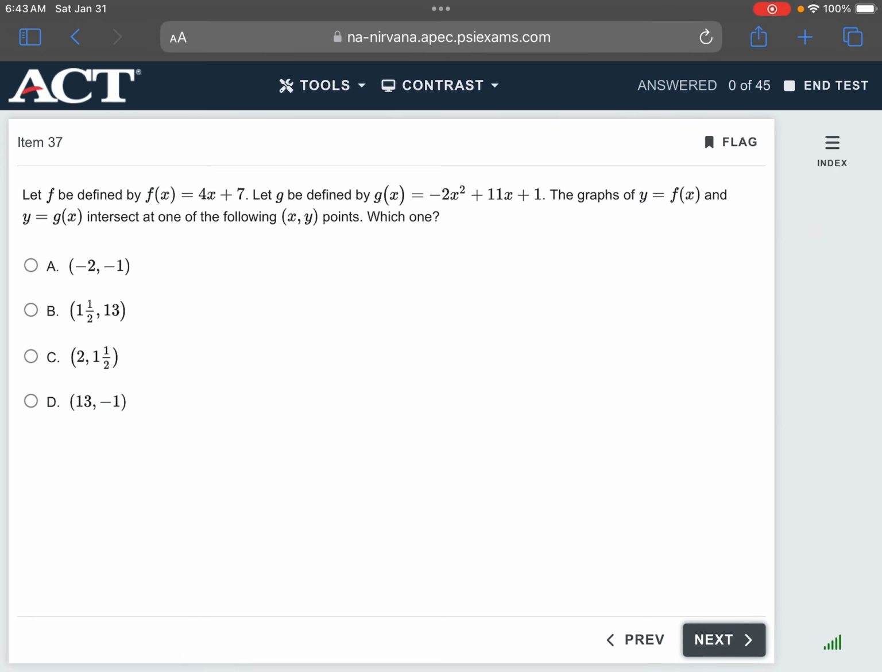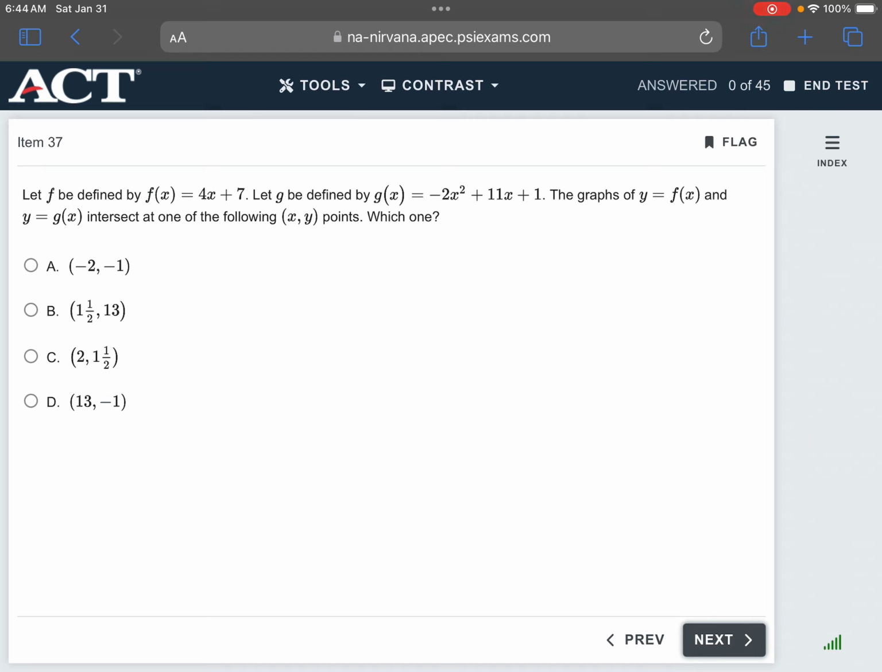So it tells us, let f be defined by f of x equals 4x plus 7. Let g be defined by g of x equals negative 2x squared plus 11x plus 1. That tells us, again, this notation, with the output y and then the function notation. y equals f of x and y equals g of x intersect at one of the following xy points. Which one? All right, so basically all this means is we have a linear graph, which is the f of x. We have a quadratic graph, which is the g of x, and they intersect at one of the following points.